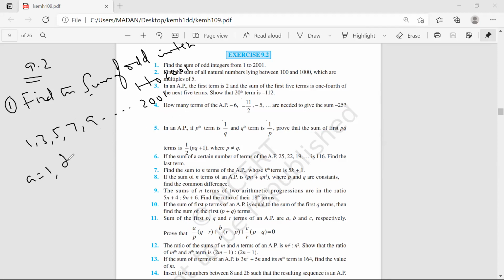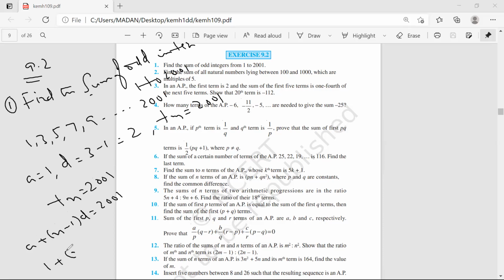First term is 1. Common difference is 3 minus 1, which is 2. Last term is the nth term, 2001. Please remember, last term is always the nth term, Tn, 2001. The Tn formula, you know, is a plus n minus 1 into d. So 1 plus n minus 1 into 2.